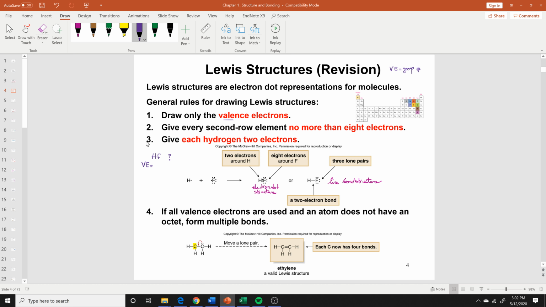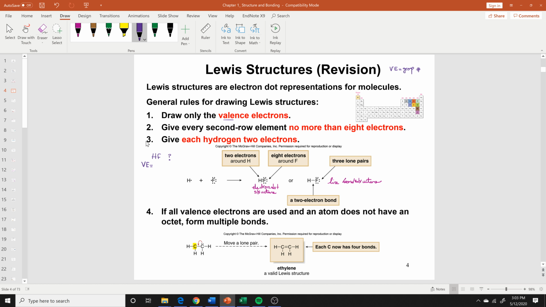Group number 3 has 3 valence electrons. This means that it has 3 electrons in its outermost shell. Group number 4 has 4 valence electrons. Group number 5 has 5 valence electrons. Group number 6 has 6 valence electrons. So the point is that valence electrons is equal to the group number, okay? And group 7 has 7 valence electrons. Now group 8 is inert. So the number of valence electrons in group 8 is 0. There are no electrons in the outermost shell.